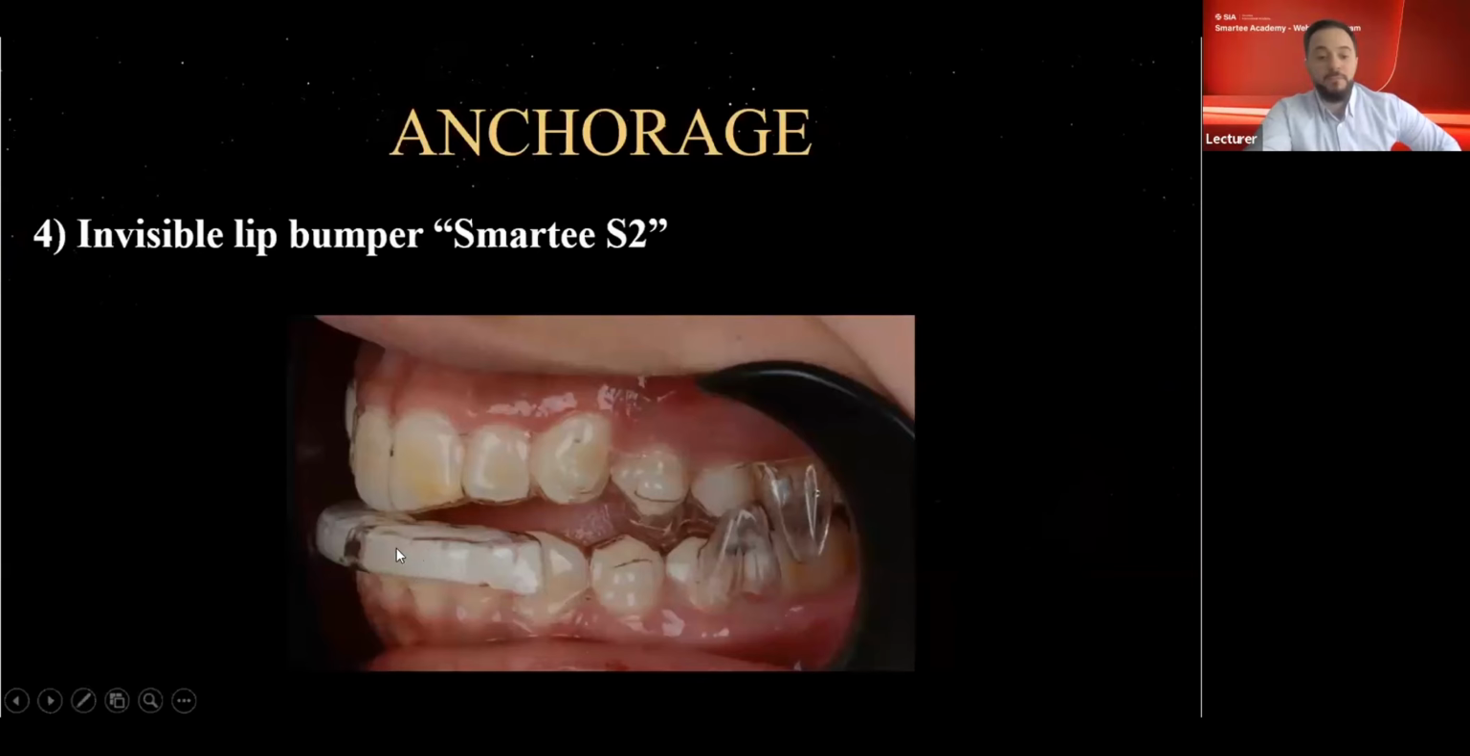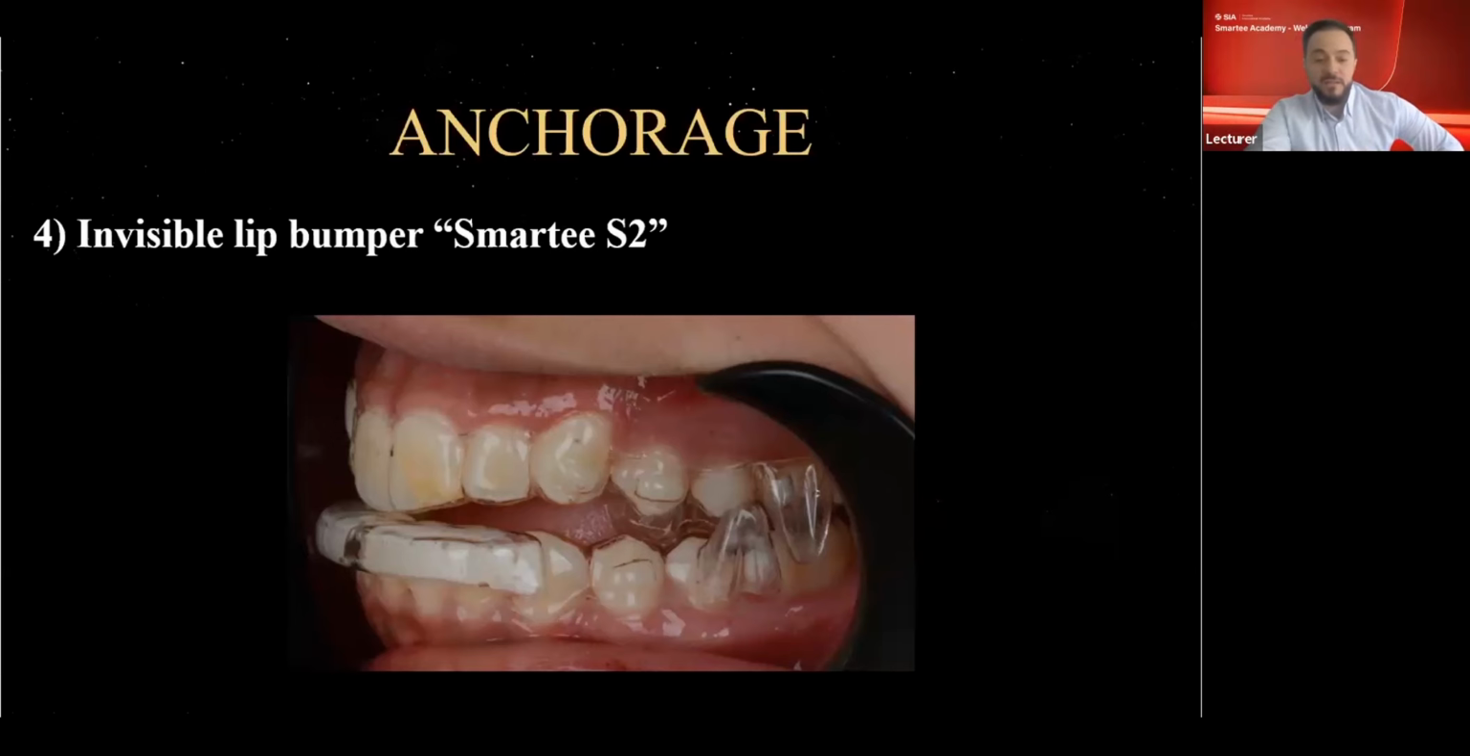We can apply them, for example, if we run class 2 elastics. As a side effect, the lower incisors will be proclined, so we can apply it on the labial surface of the lower incisors. Moreover, we can also apply it to the upper incisors during distalization. As I mentioned earlier, when we move the molars distally, the upper incisors tend to procline. So if we have this lip bumper behind the upper incisors, the force of the lip will exert some pressure on the upper incisors, resisting this unwanted side effect.